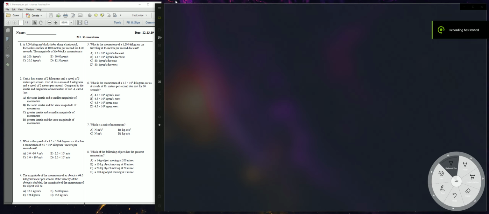So, momentum, 5 kilogram block. Number one, a 5 kilogram block slides along a horizontal frictionless surface at 10 meters per second for 4 seconds. The magnitude of the block's momentum is what? We discussed this in class.